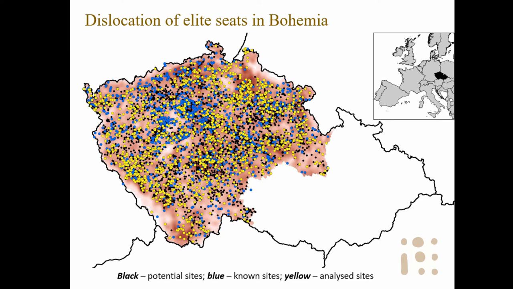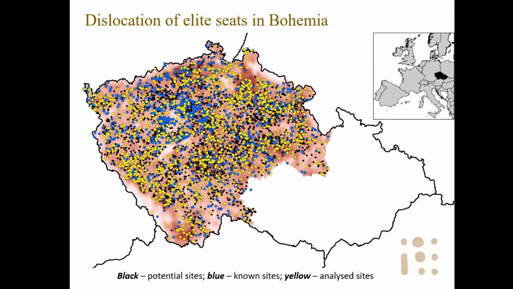Actually, this is the map of the 5,000 known seats in Bohemia. However, as I said, only 1,300 of them might be analyzed because of many reasons, of course, like state of preservation and so on. But as you can see, the distribution is uneven.